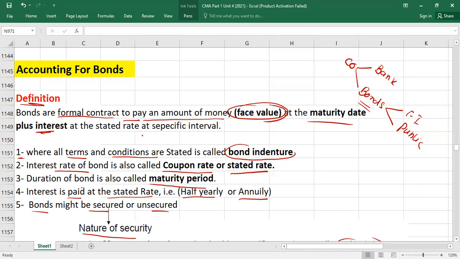Plus, the borrower will also pay interest at a stated rate. The stated rate is also called the coupon rate. Interest is always paid at a specific interval, which means it could be paid half yearly or annually. So this formal contract is called the bond. Understood? These are the certificates which are issued to the public. I hope you have understood what we have discussed here.